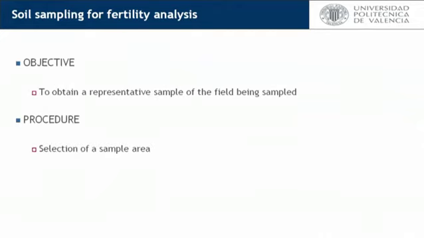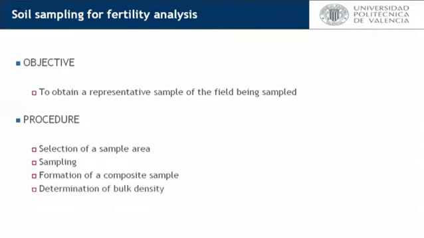To achieve our objective, we should then proceed as follows. Select the sampling area. Sampling. Formation of a composite sample. Determination of bulk density.